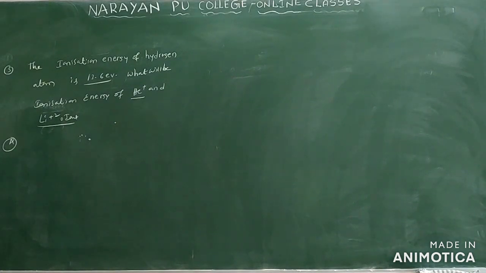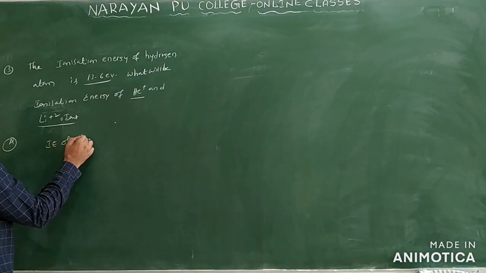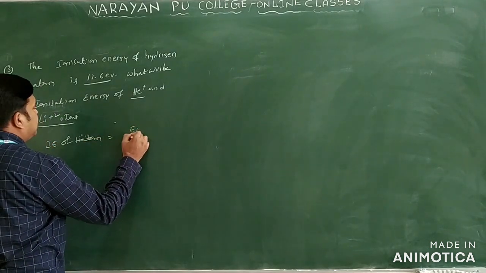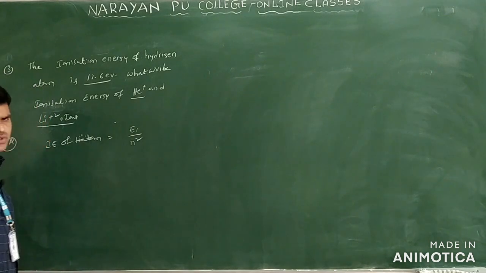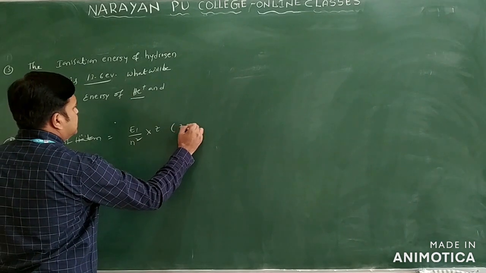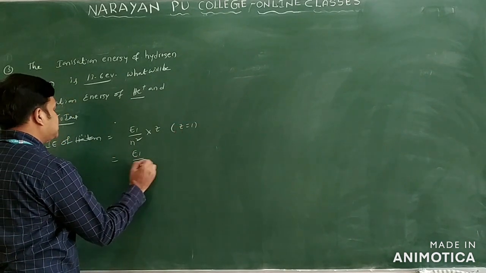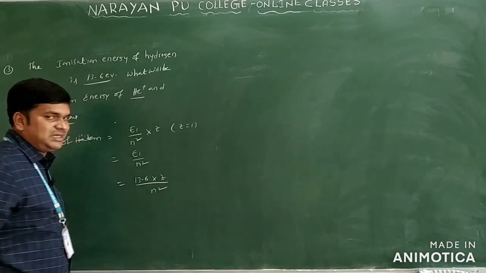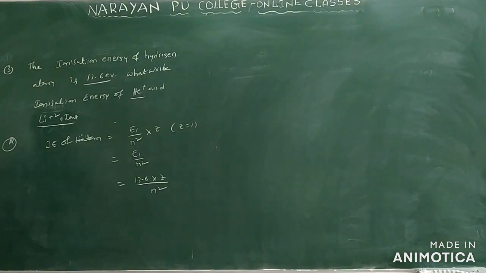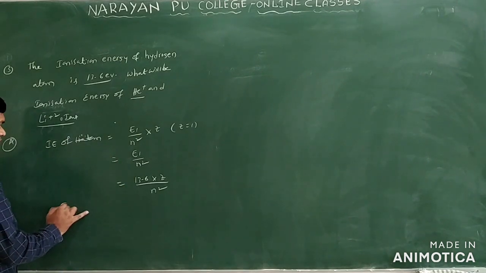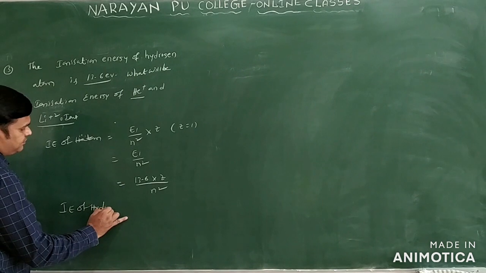You know one formula for the ionization energy of hydrogen atom: E1 by n square only. Generally, if you write Z, for hydrogen Z is equal to 1 only. So we write E1 by n square, or you can write 13.6 into Z square by n square. This is the formula we have. This is the ionization energy for the atom in the first orbit only.